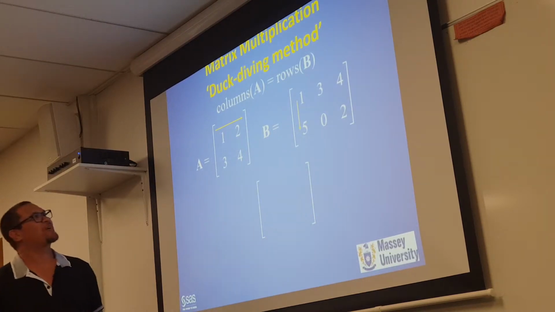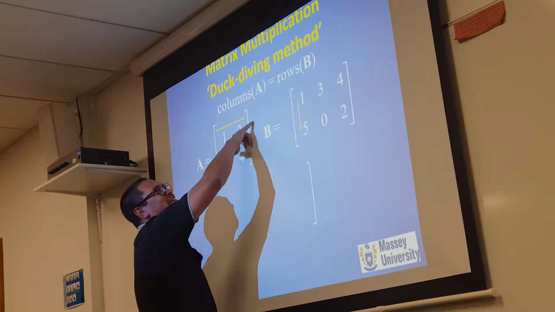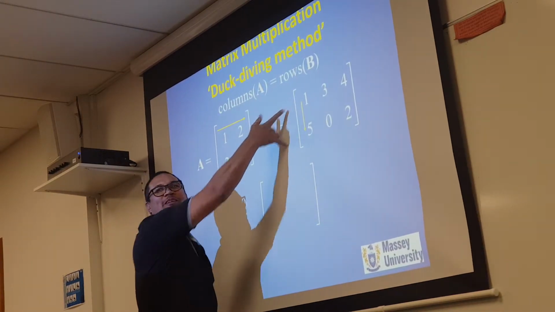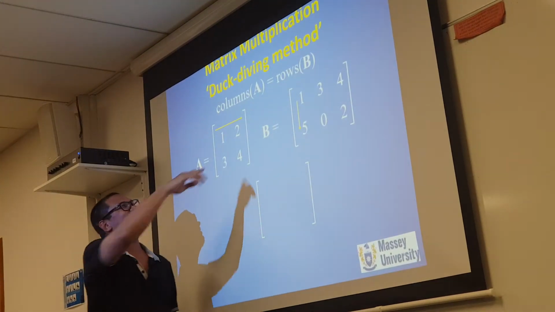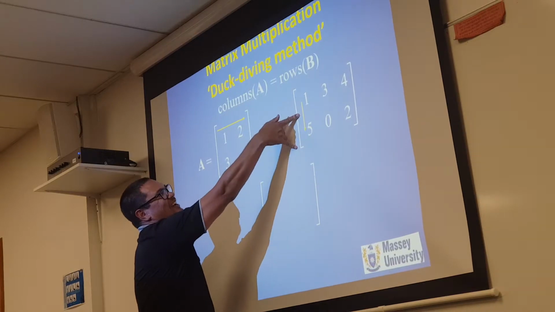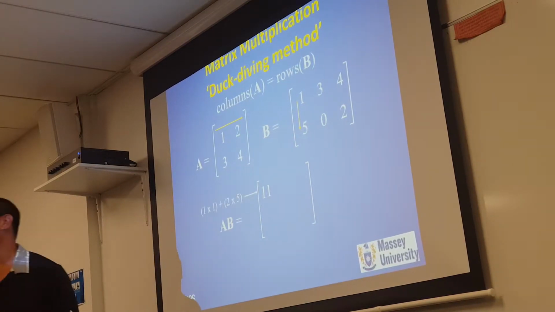Okay, so what's the duck diving method? Well, you take your row and you dive it down like a duck. Think of it like a duck going along. When a duck dives, it sticks its tail in the air in the water, right? It dives down. That's what you're doing with the row. The row is the duck, and then it dives down, right? And then you multiply all of those elements together.